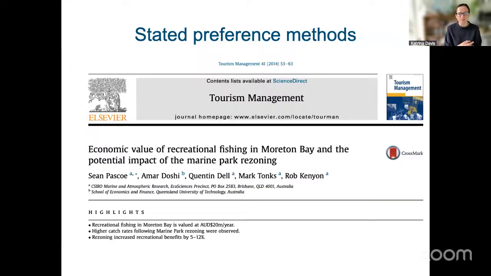They did it to understand what was the change in the economic value of recreational fishing because of the rezoning of the marine park. And actually, they showed that they had higher catch rates after the marine park rezoning, and that recreational benefits actually increased by 5 to 12% as a result of doing these changes. So this is really useful from a policy setting because it's a sort of an evidence base to say that as a result of this environmental action, we've actually increased social welfare.